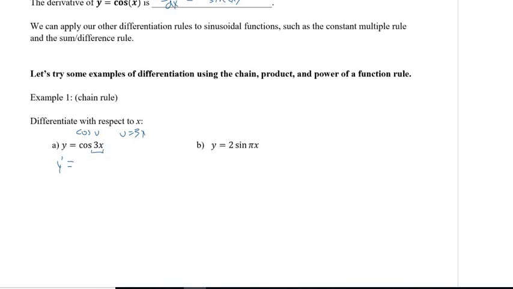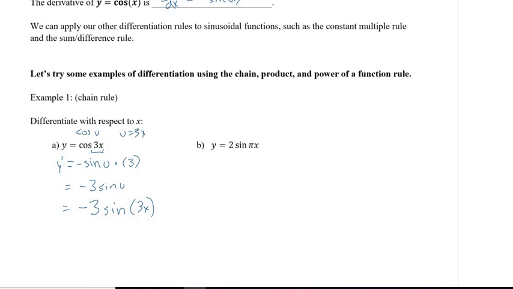So chain rule says that we differentiate the outside first. So let's take the derivative of the outside function, which is negative sine of u. And then we multiply it by the derivative of the inside function, so u prime, which in this case is going to be 3. So this is going to be negative 3 sine of u, or negative 3 sine of, we said u was 3x. So the derivative for this one is negative 3 sine 3x.